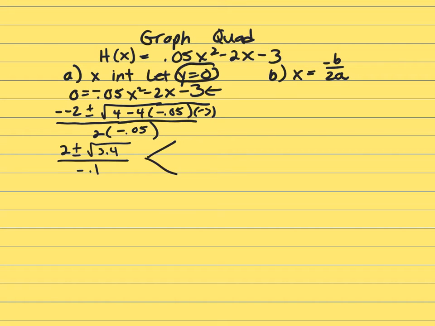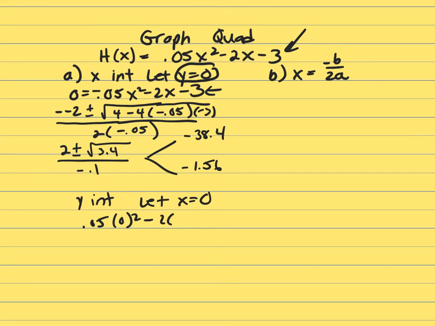And that's going to give me two values. One's going to be negative 38.4, use your calculator, and the other one's going to give you negative 1.56. So those are your x-intercepts. For your y-intercept, you let x equal 0. So go back and let x equal 0 in your equation, and that's going to give you 0.05 times 0 squared minus 2 times 0 minus 3. So your y-intercept is negative 3.